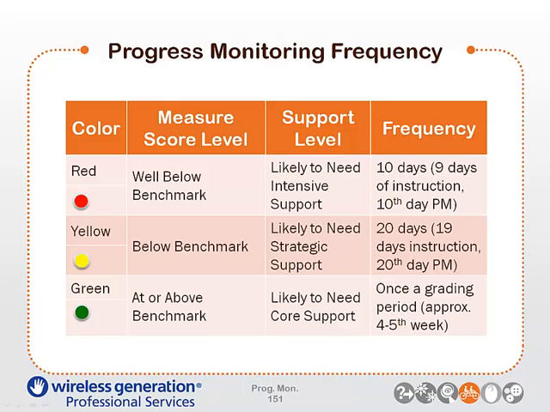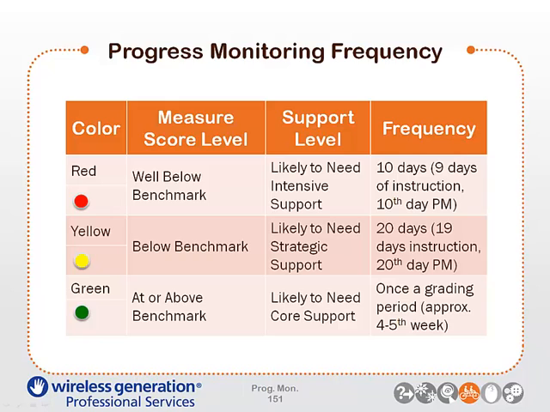Yellow students are below benchmark. They are also probably referred to as your bubble students. They are likely to need strategic support. They are to be progress monitored every 20 days: 19 days of instruction, and on the 20th day, progress monitor.